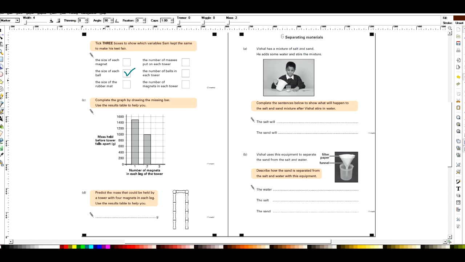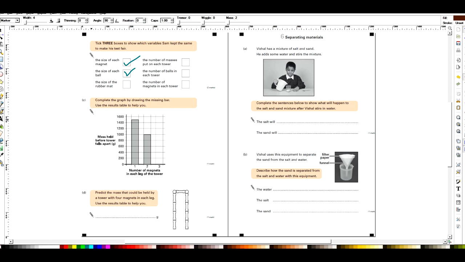Excellent. What else? The size of each magnet. Not the masses, they change them. Look at the picture over there, so different masses. What about the size of the rubber mat? Has that got anything to do with it? No. What about the number of masses put on each tower? That's definitely changing, so that's not going to be kept the same.